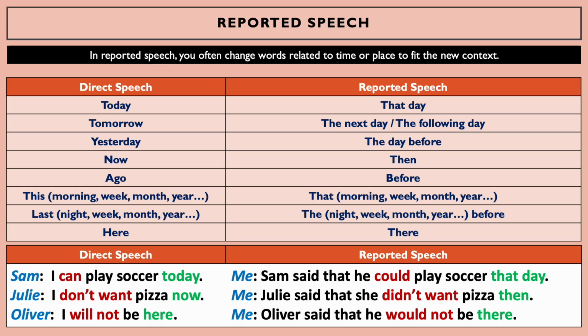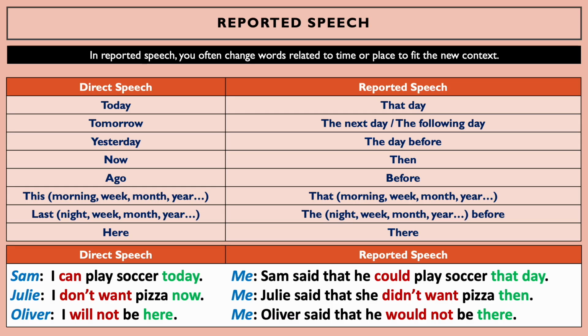This morning, this week, this month, or this year becomes that morning, that week, that month, or that year. Last night, last week, last month, or last year becomes the night before, the week before, the month before, or the year before. And here, related to place, becomes there, if, when you are repeating, you are not at the same location.